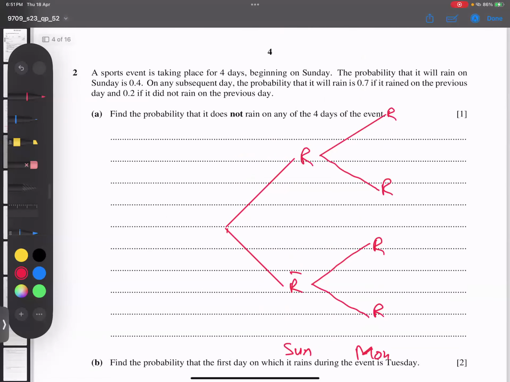So now, the first part he said that the probability on a Sunday is 0.4. So 0.4, and naturally, how do we get this branch? 1 minus 0.4, giving us 0.6. So this answer is coming 0.6.